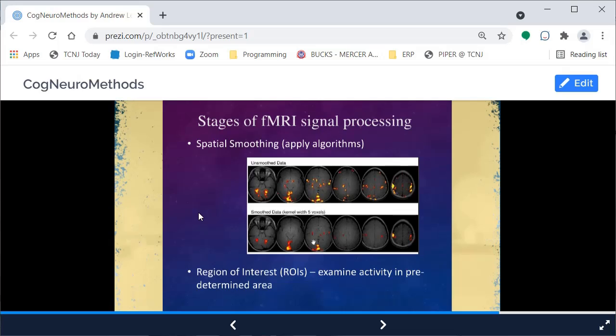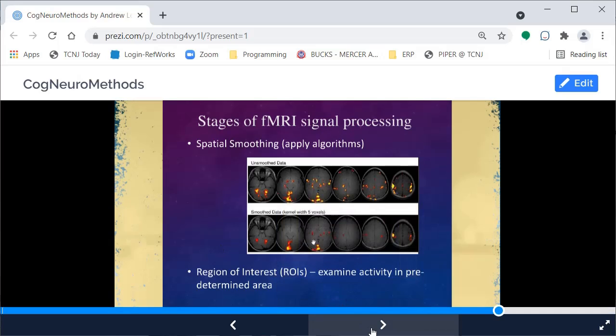The other thing that is really important to do is to focus on regions of interest, otherwise it's really exploratory, and to examine a predetermined area, how it responds according to the task. So you want to check the papers. Do they mention what areas have been previously shown to be associated with this cognition, and do they zero in on those areas of interest?